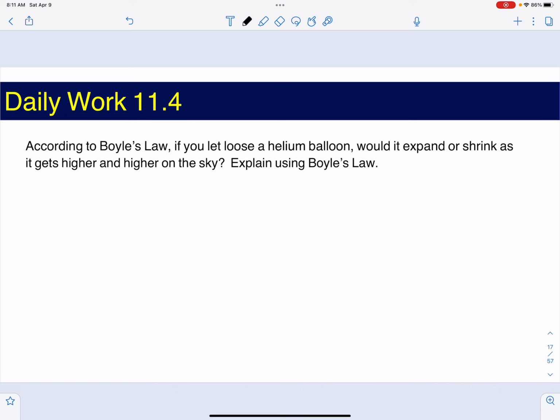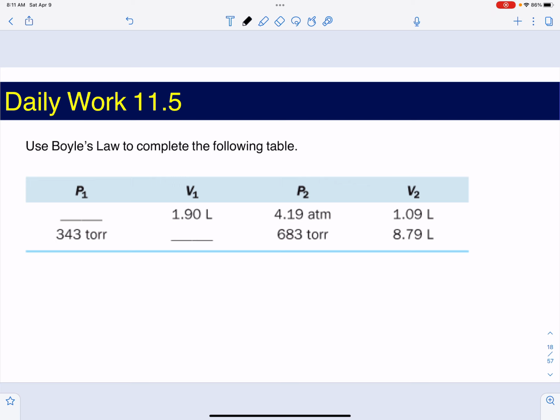Once you do that, this is actually not a mathematical problem. This you have to think. So by using Boyle's law, you can explain that. Once you do that, then you can complete this table. So you're looking for P1 and you're looking for V1. For your own benefit, once you get those values, think about the kinetic molecular theory of gases and see if it makes sense or not. If it doesn't make sense to you, you probably did something wrong in your calculations.